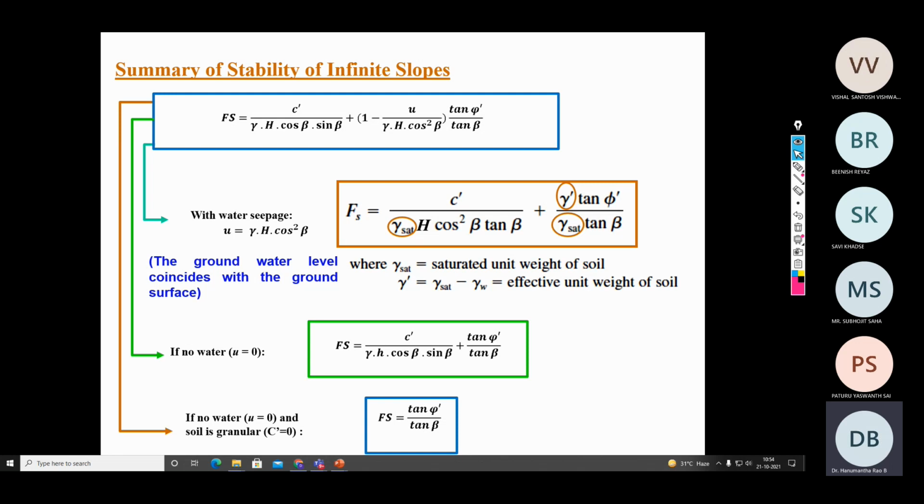And if you can calculate the pore pressure parameter component as well, then factor of safety equals c dash by gamma H cos beta sin beta, plus 1 minus U by gamma H cos square beta into tan phi dash by tan beta. So this is the summary of equations for different cases: only water seepage, water seepage with measurement of the pore water pressure, then dry slope, then granular material, then submerged condition, and so on and so forth.